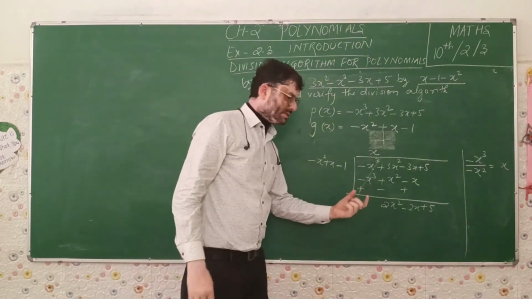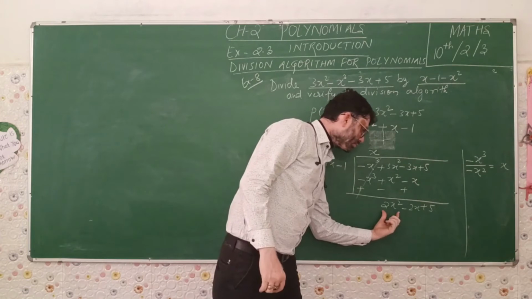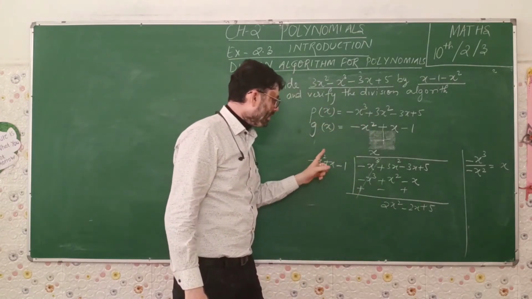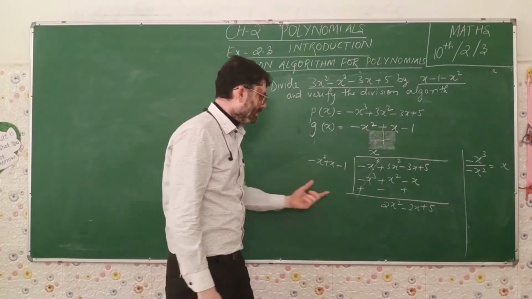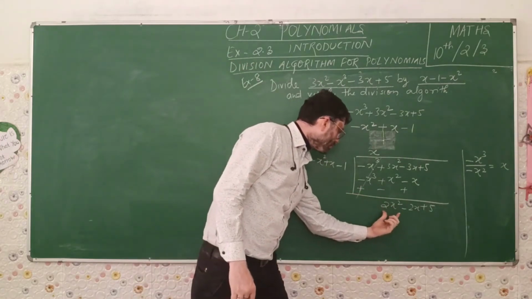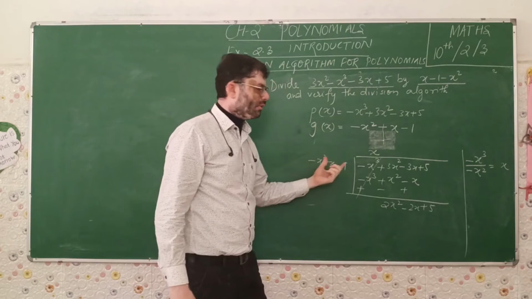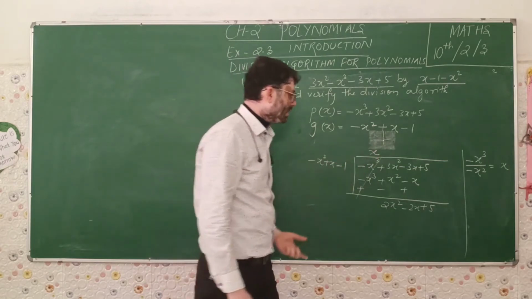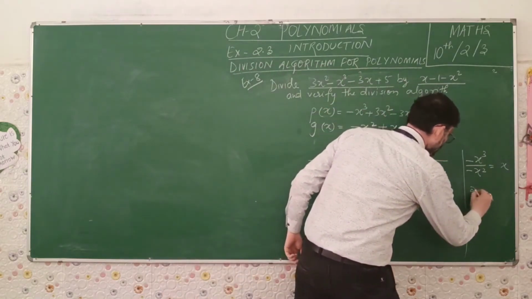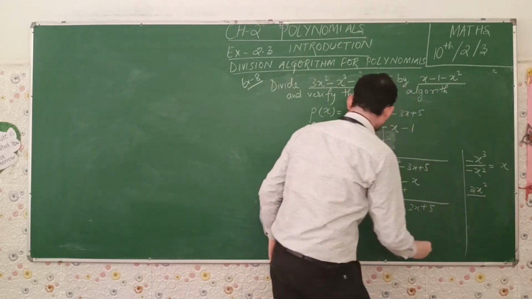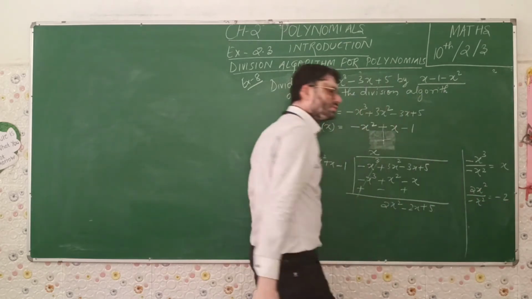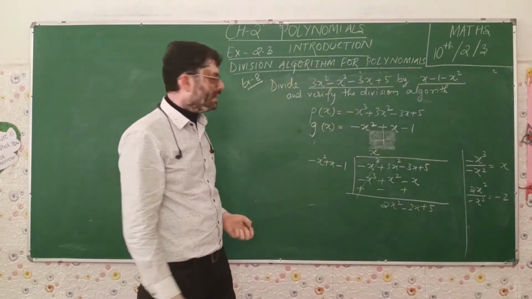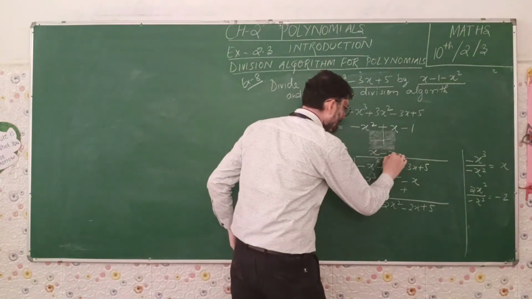Again, we will have to concentrate on the first term, 2x squared and minus x squared. The degree is the same, so the division will be continued. So we will have to divide 2x squared by minus x squared in order to get the next term for the quotient. So this is 2x squared divided by minus x squared, and this is minus 2. So this is our next term for the quotient, minus 2.